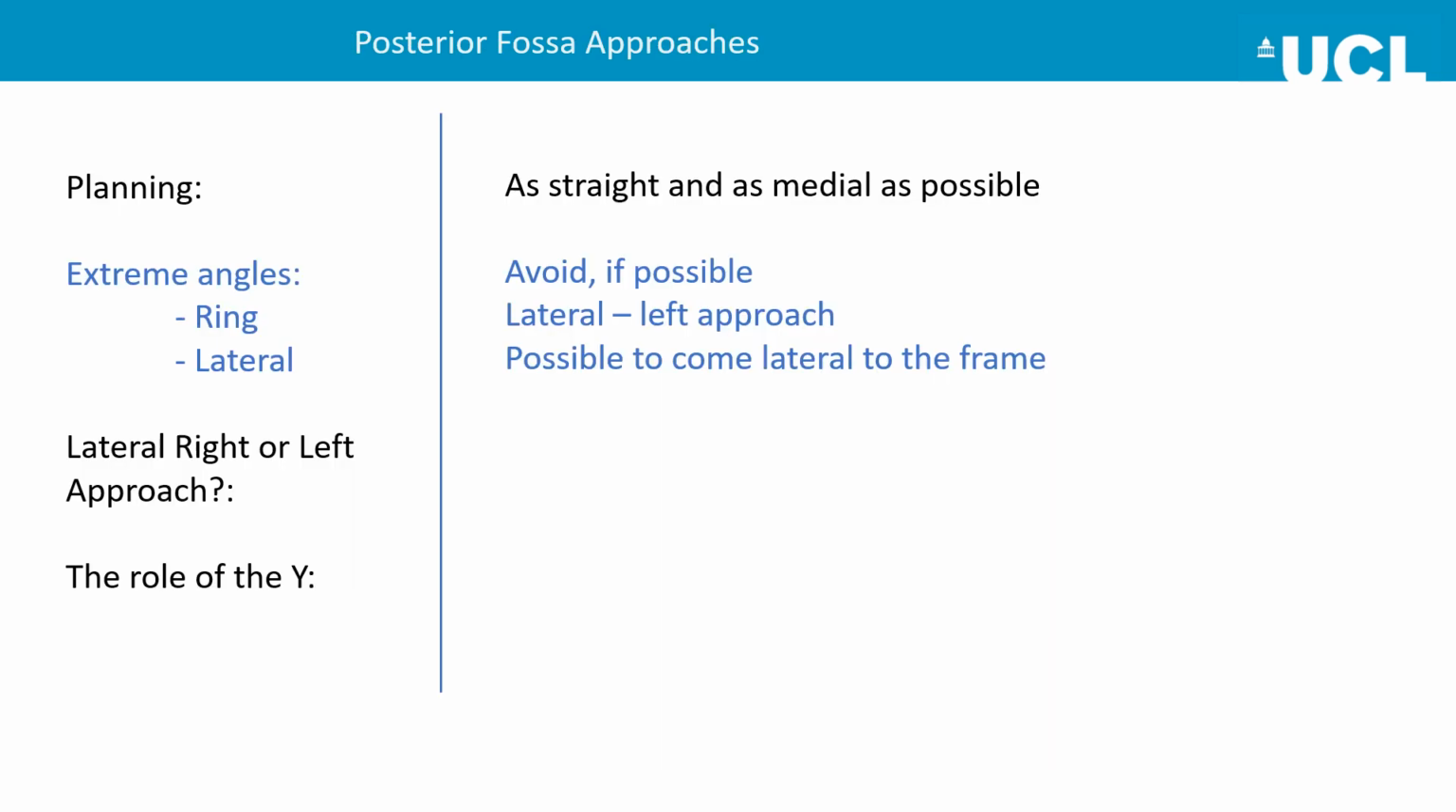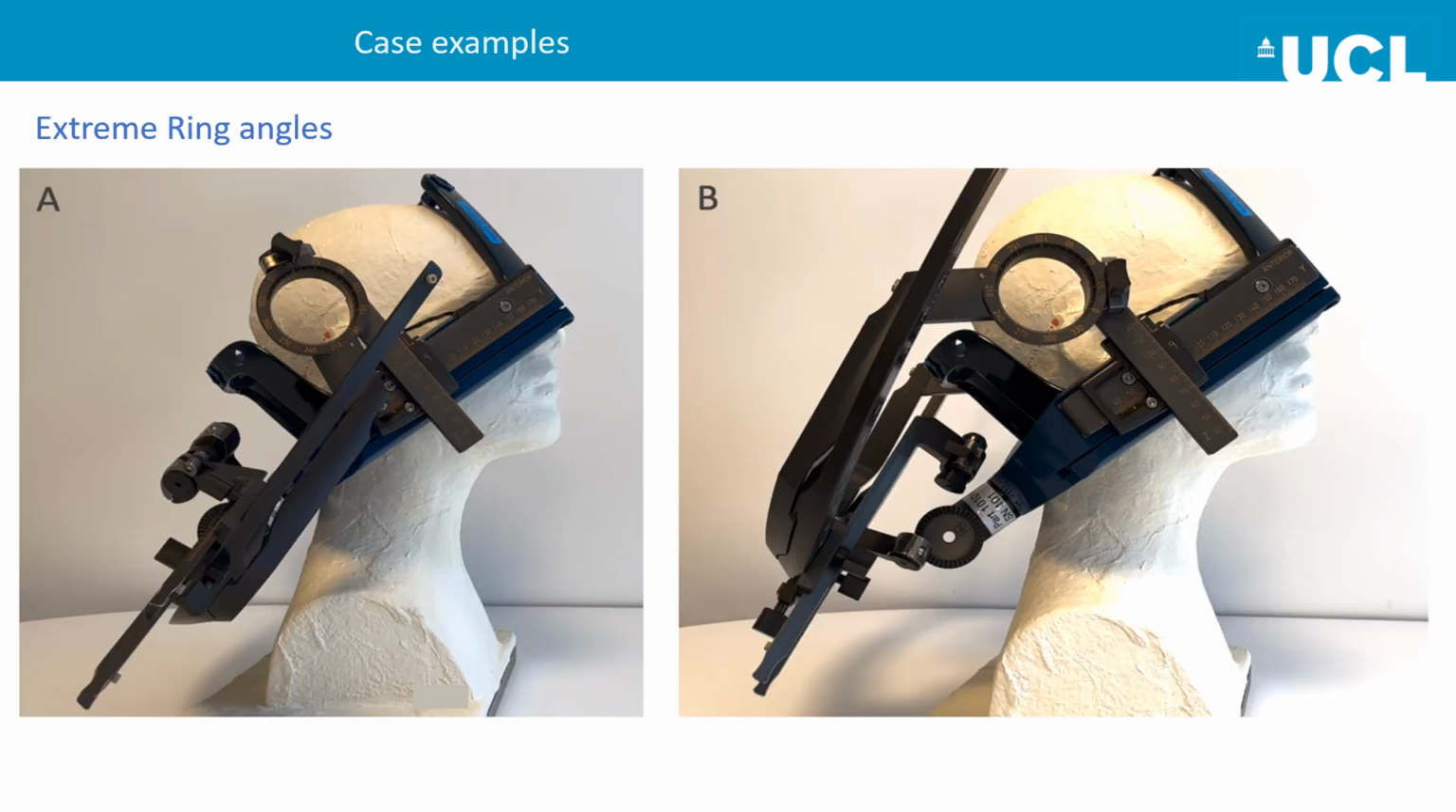If you have to choose such extreme angles and you cannot change the trajectory, so if you have to come from very lateral or with a large ring angle, it is usually better to use a lateral left approach, and it can also be possible to enter lateral to the side poles. But let's look at the extreme ring angles first.